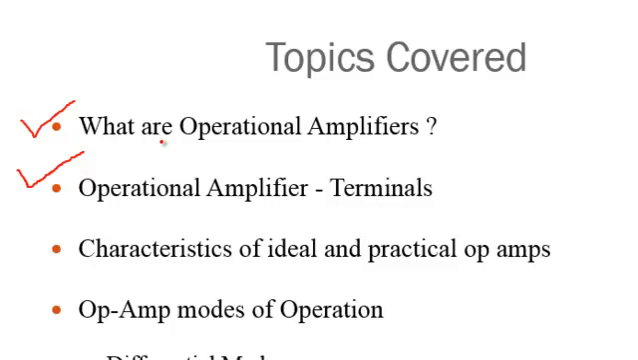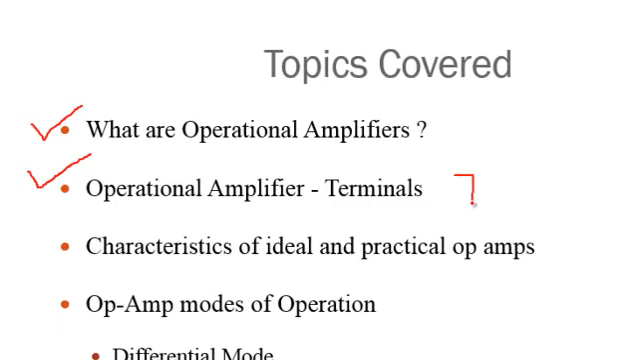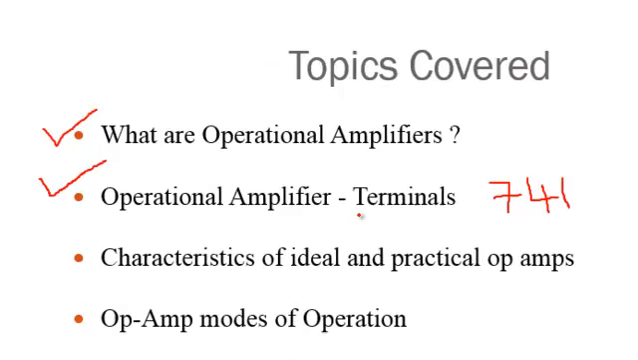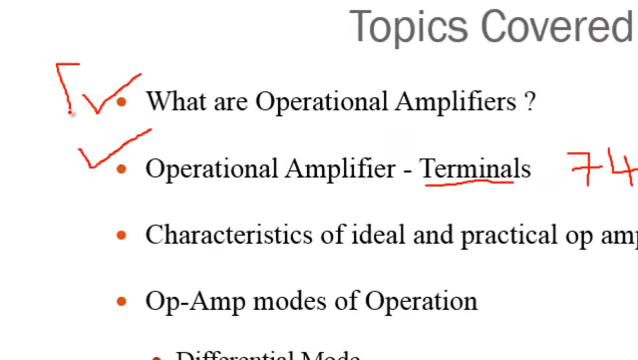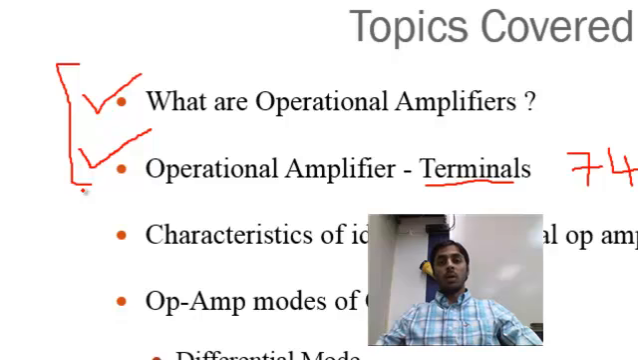In general, right now there are more than 2000 various operational amplifiers available, and in this particular course we are going to use an IC741 operational amplifier. So we will go through the terminals of those operational amplifiers. This particular video is going to talk about operational amplifiers and their terminals.